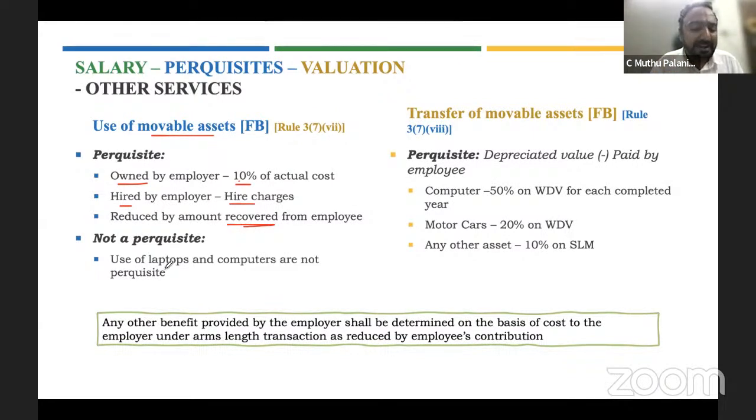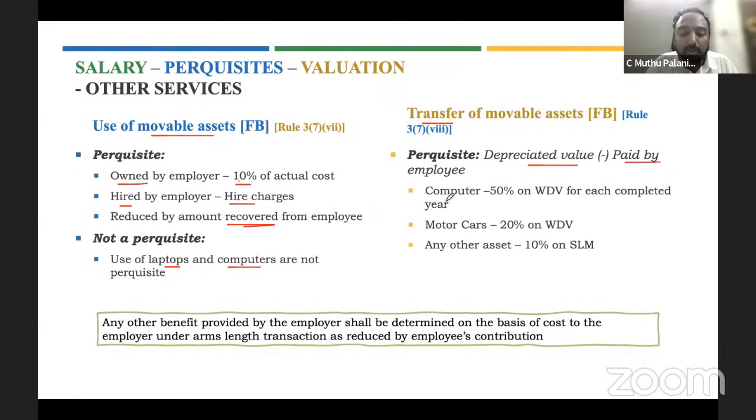Laptops and computers are not perquisites because today everyone gives laptops. If there are 1,000 employees in an organization, all 1,000 are given a laptop or computer. So basically, laptops and computers are not use of movable asset. But next we are going to see about transfer, that is selling an asset. Selling an asset is basically depreciated value minus recovered from employee.